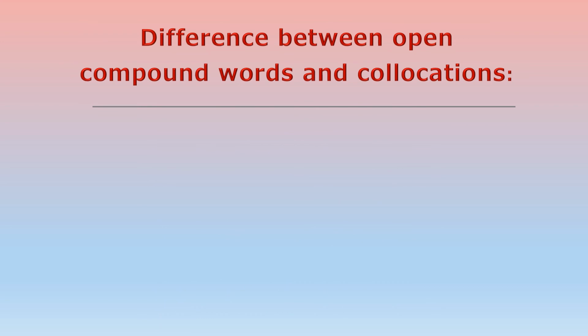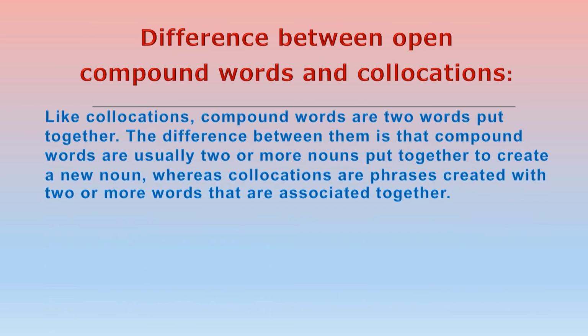The difference between open compound words and collocations. Like compound words, collocations are 2 words put together. Now the difference between them is that compound words are usually 2 or more nouns put together to create a new noun, something new. Okay, like rain plus bow gives you something totally different, which is a rainbow. Whereas collocations are phrases created with 2 or more words that are associated together. For example, heart attack. Okay, so heart attack is not a new word. Heart and attack, they come one after the other.